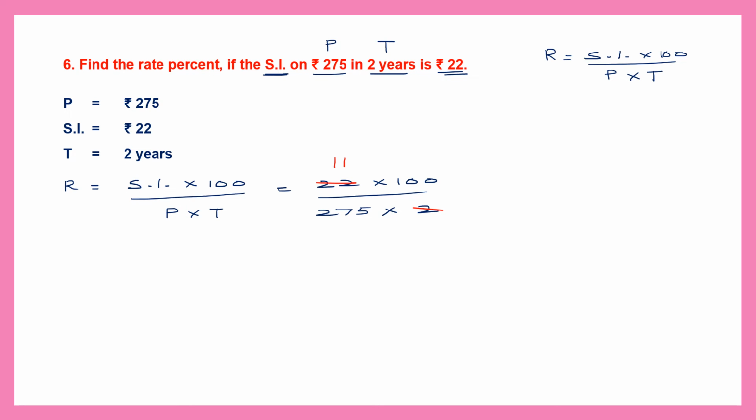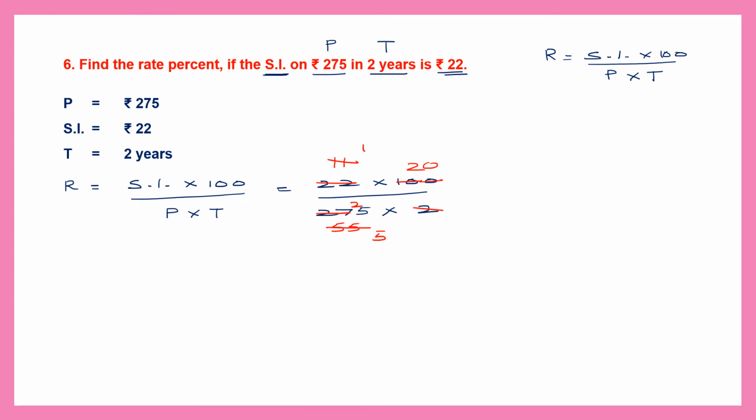Now what else can be cancelled? We can cancel 275 and 100 by 5. So let's do this. Now let's take 27. 5 5s are 25. 26, 27, 2. So now 25 again. 5 5s are 25. Here 5 2s are 10 and put the 0. Now we can cancel 11 and 55. 11 1s are 11. 11 5s are 55.